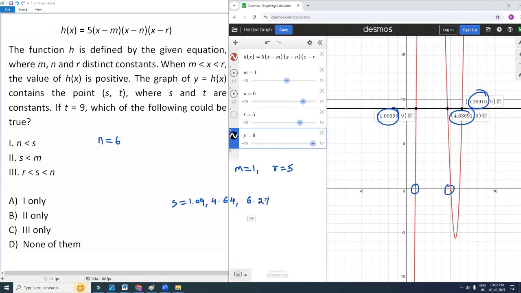So for one particular value of s, this statement is true. For the remaining two values of s, this statement is not true. So we are not able to conclude whether statement 1 is true or not. So let's reject this one.